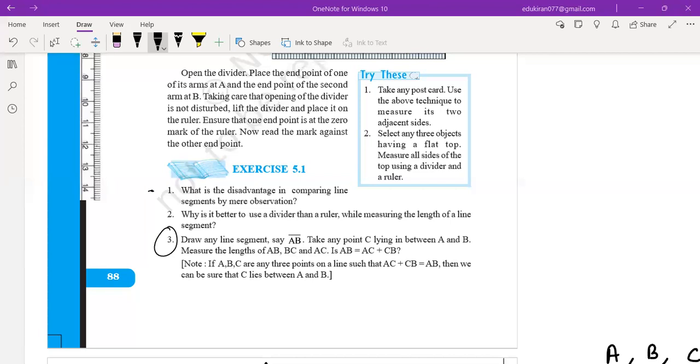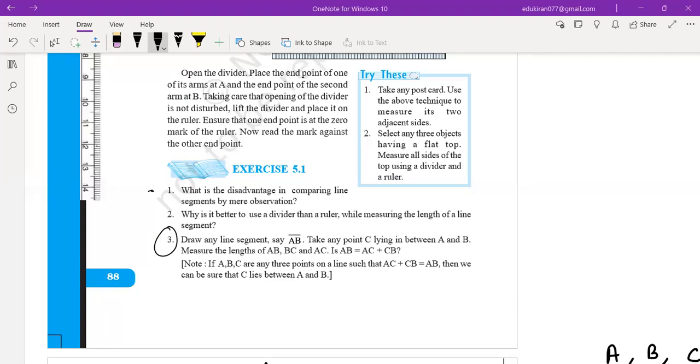So over here, by mere observation, we cannot compare line segments with a slight difference in their length. We cannot say which line segment has the greater length. Hence, the chances of error due to improper viewing are higher. Getting the point? Yes, ma'am. Okay. So I will give you the solutions of it. Don't worry. But let's first discuss and then you will write. Fine? Yes, ma'am.